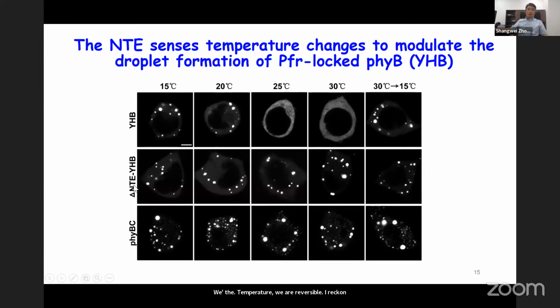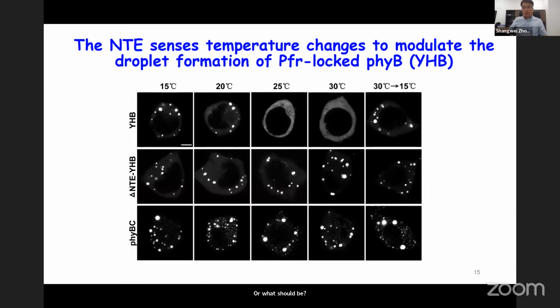However, when the NT region is deleted, this truncated YHB can form food bodies but cannot respond to temperature. The 5B system also forms food bodies, but did not respond to temperature. Therefore, the NT region of 5B senses the temperature changes to modulate the droplet formation of YHB.